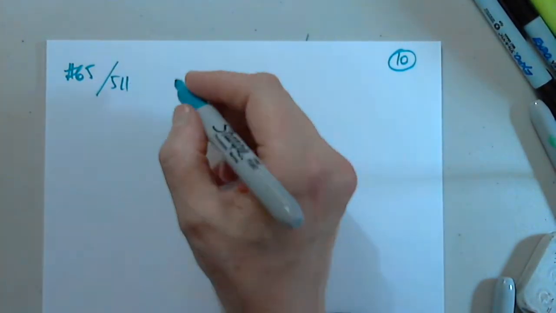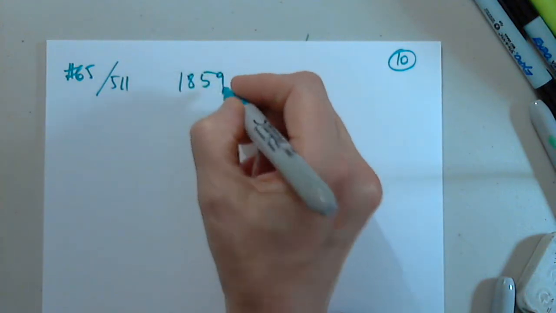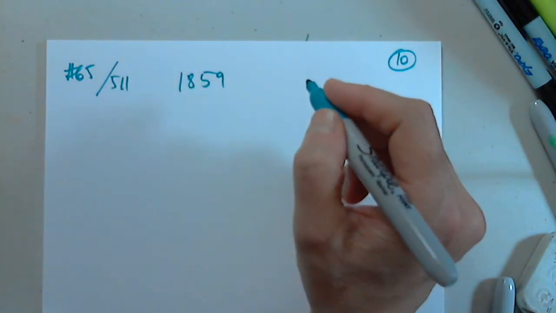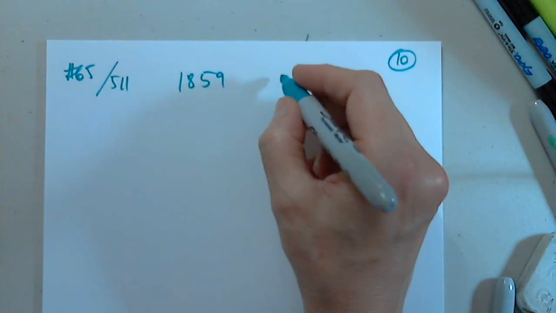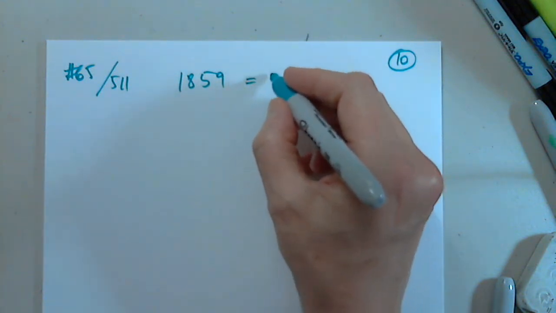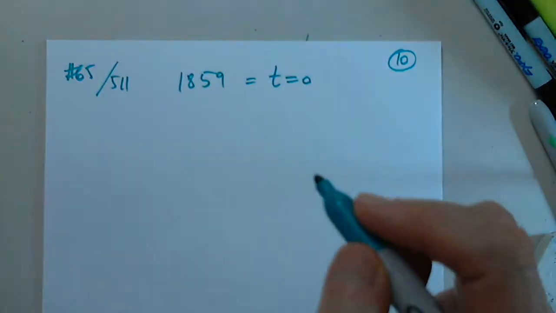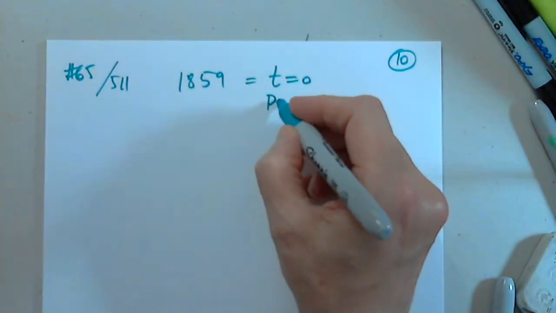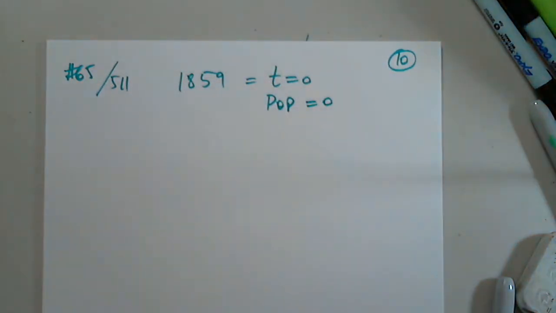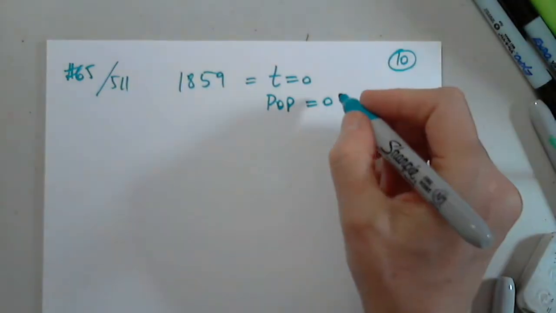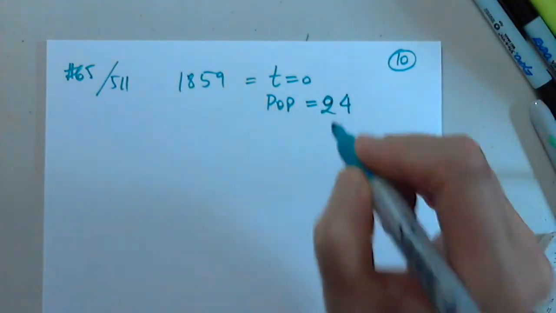So before 1859, rabbits did not exist in Australia. So this represents time. Is it, they want t? Yes, okay. So t equals 0. At t equals 0, population equals 0. That year, okay. So that year, they released 24 rabbits into the wild. Okay, so at t equals 0, population 24.